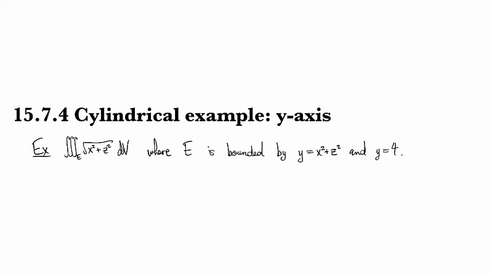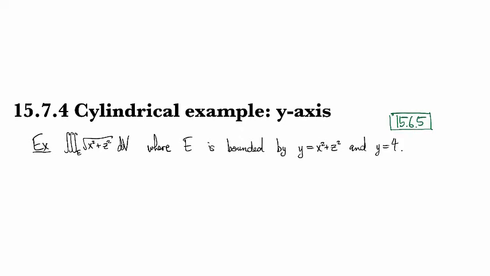Okay, so in this one we revisit the example of 15.6.5 and do it legit in spherical coordinates. So we are looking at this integral of square root of x squared plus z squared, and our region of integration is bounded by y equals x squared plus z squared and y equals 4.